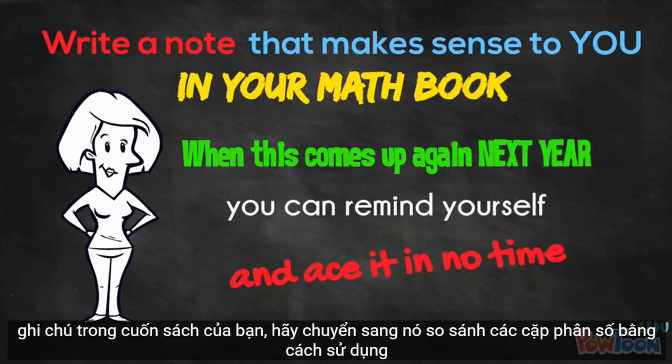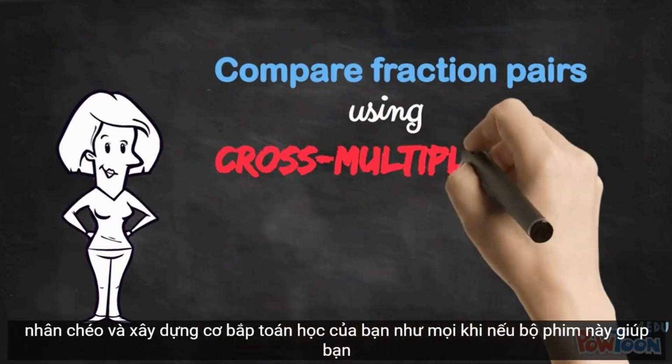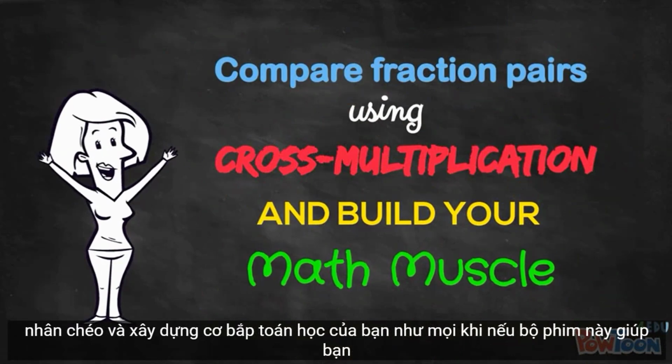Once you've got the note in your book, go to it. Compare fraction pairs using cross multiplication and build your math muscle.